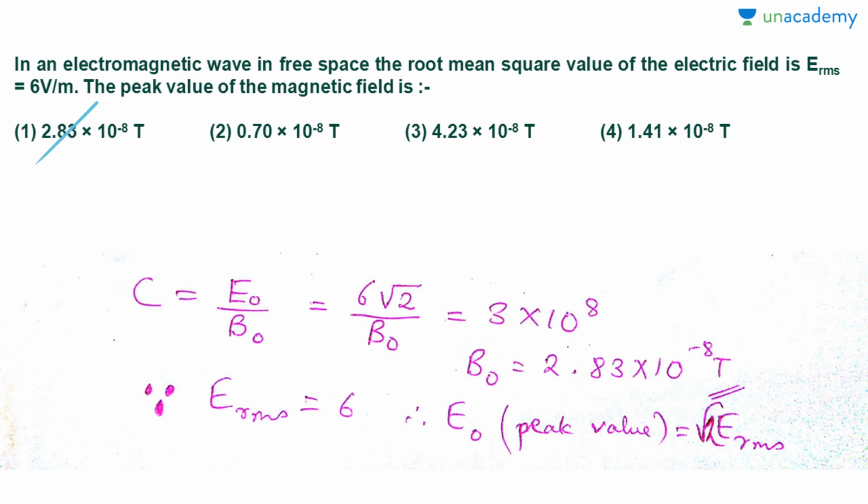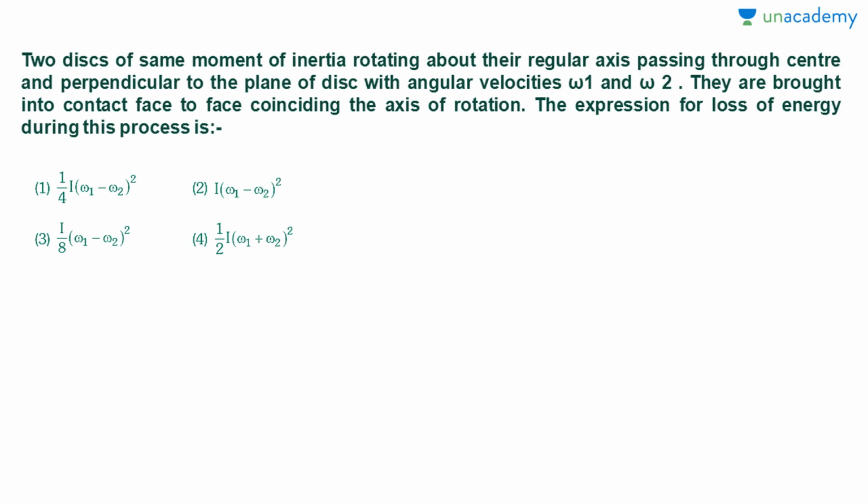Now let us look at the second problem. Two disks of the same moment of inertia are rotating about their regular axis, passing through the center and perpendicular to the plane of the disk, with angular velocities omega 1 and omega 2. They are brought into contact face to face, coinciding the axis of rotation. We need the expression for the loss of energy during this process. All we need to do is apply the conservation part, and this problem is very easy to solve.